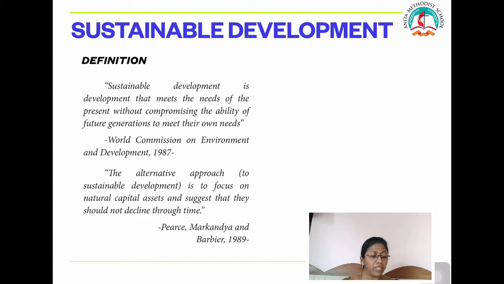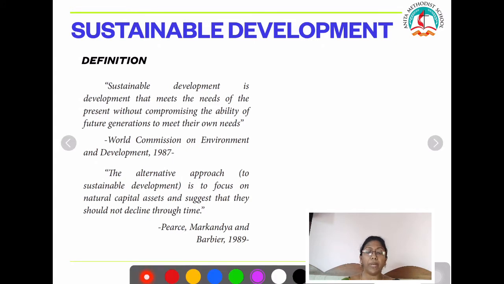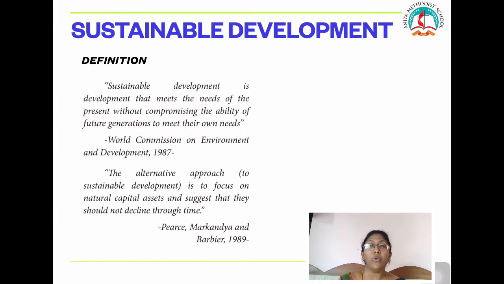Sustainable development is development that meets the needs of the present without compromising the ability of future generations to meet their own needs. Whatever resources we have at present, we cannot destroy them. We have to think of the future and keep them safe for future generations. World Commission on Environment and Development, 1987. The alternative approach is to focus on natural capital assets and suggest that they should not decline through time. So as it is, it has to stay for a long period of time, not decline.